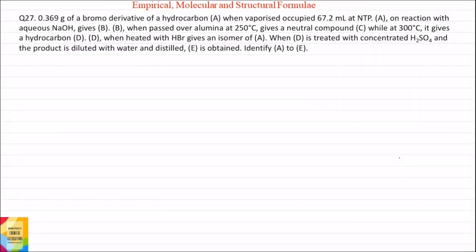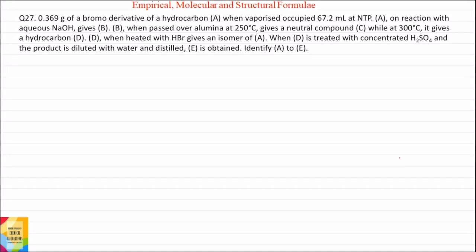Question 27. 0.369 gram of a bromo derivative of a hydrocarbon A when vaporized occupied 67.2 milliliter at NTP. A on reaction with aqueous NaOH gives B. B when passed over alumina at 250 degrees centigrade gives a neutral compound C, while at 300 degrees centigrade it gives a hydrocarbon D. D when treated with HBr gives an isomer of A. When D is treated with concentrated sulfuric acid and the product is diluted with water and distilled, E is obtained.